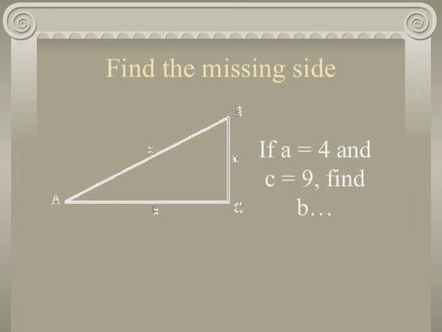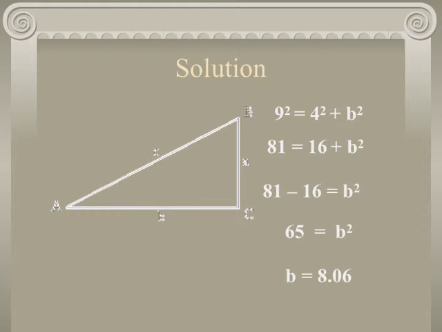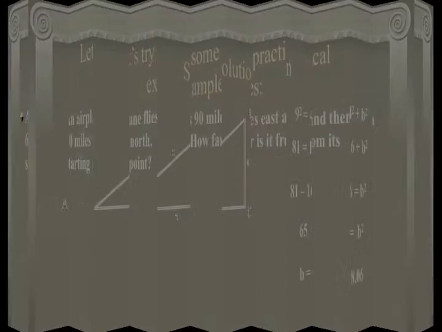Try to find the missing side here. If A is 4 and C, the hypotenuse, is 9, let's find the other leg, B. 9 squared is equal to 4 squared plus b squared. That means 81 equals 16 plus b squared. 81 subtract 16 is equal to b squared, so b squared is 65. When you take the square root of 65, you get about 8.06.